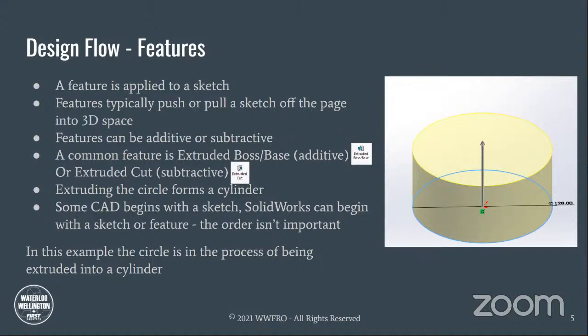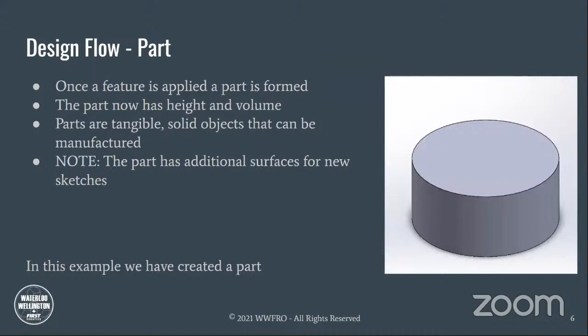Even though we talked about the sketch first, it's kind of arbitrary. You go either way in most packages. So once we click OK on the extrude, you can see it's turned gray, and now that's a part. That's a new part. It's something we can print if we want it. It's got volume. It's got height. It's a tangible solid. We can manufacture it.